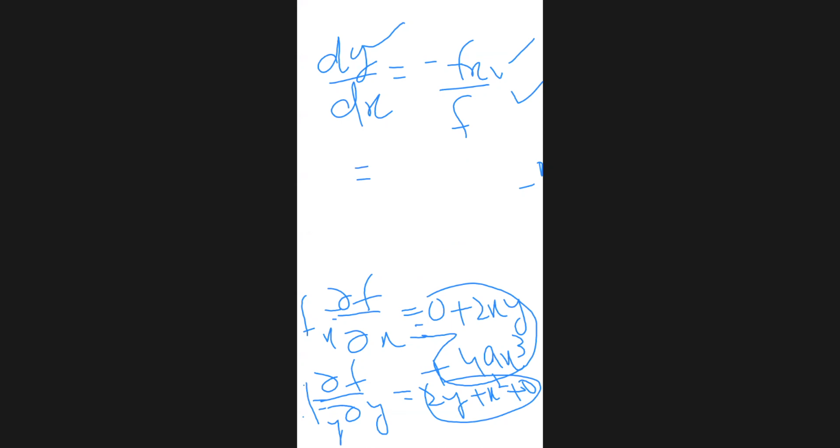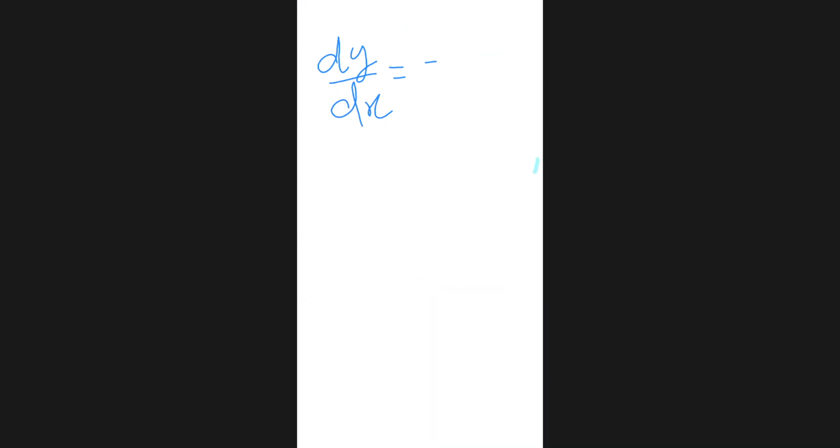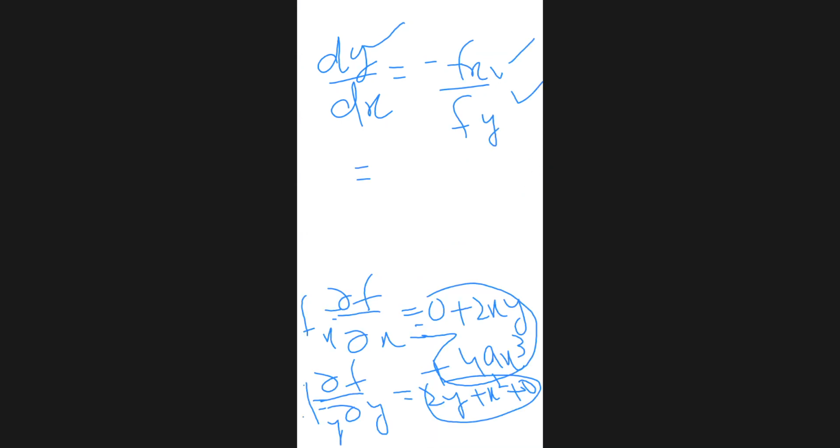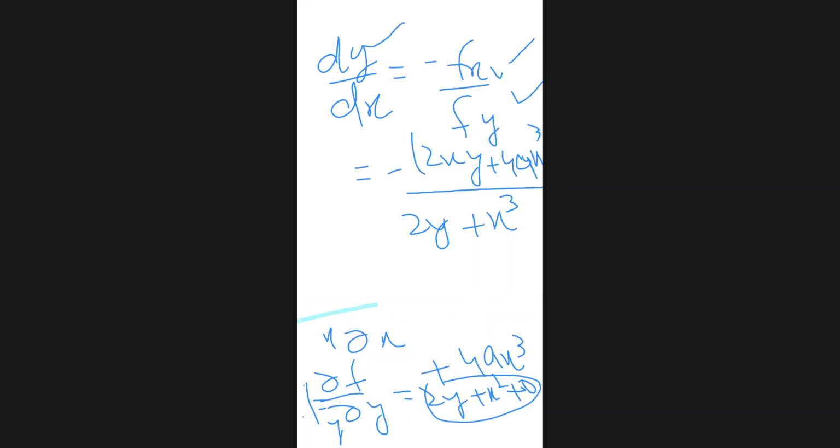So what will become here? Minus sign of formula as it is, fx, 2xy plus 4ax cube, divided by fy, 2y plus x squared. Is that clear, students? Let me see if I can simplify it more or not.